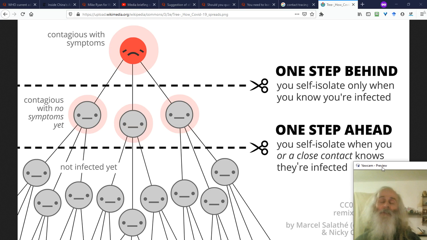It's just the responsible thing to do. That is how to help stop it in its tracks. And so if we all did that, then really this thing wouldn't last long.